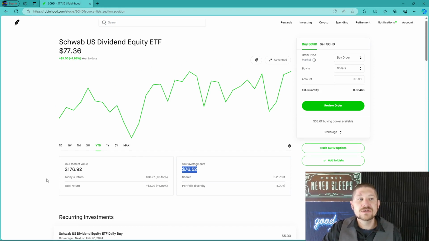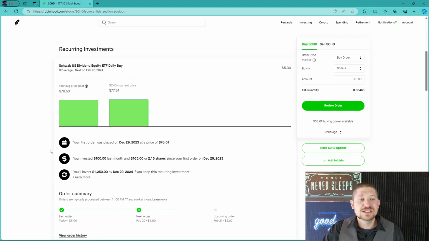And the total is $77.36. That's why we have almost a $2 return or a 1% increase on our return on investment. Now, with that said, your first order was on December 29th because there was no January 1st. There was only a January 2nd.